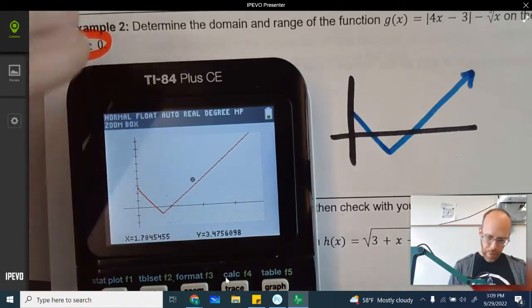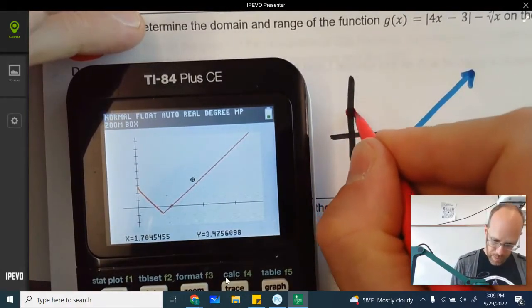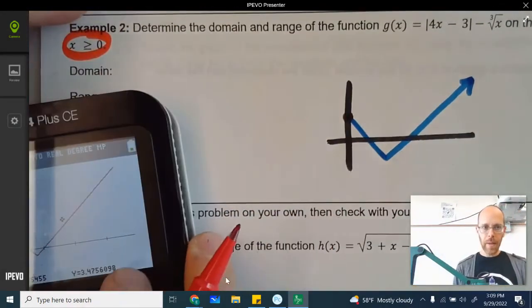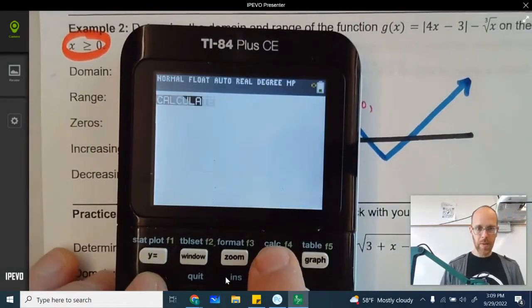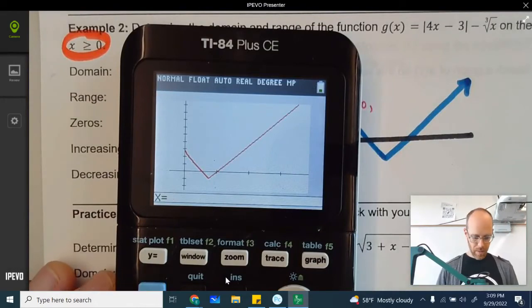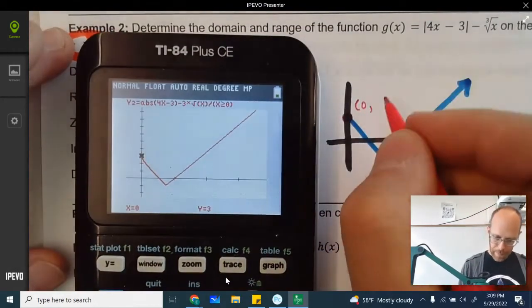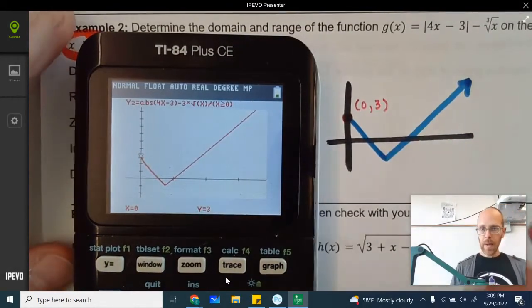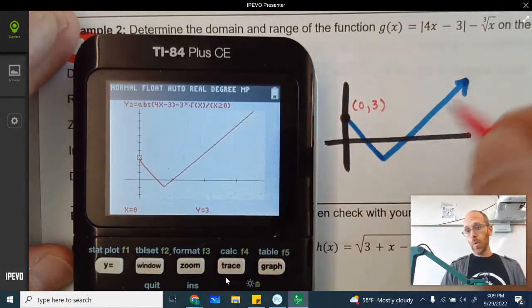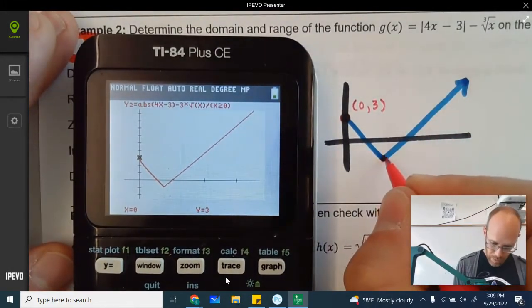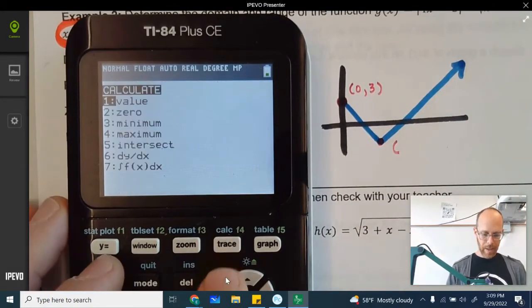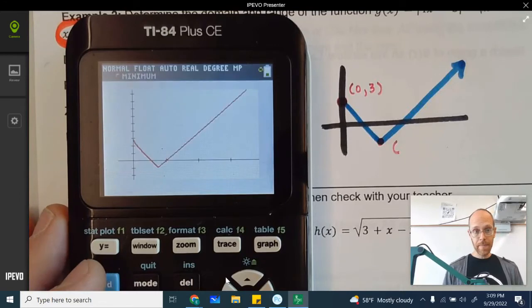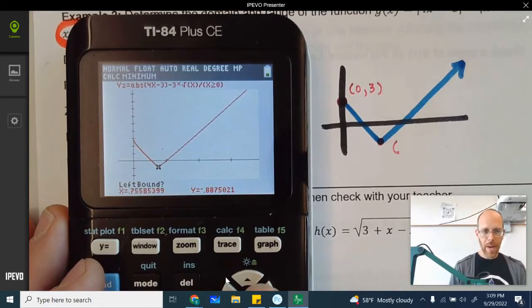All right, so we need a few points. The first point we need is right here. That would be when x is 0, the y value is, second value, 3. Okay. Next thing, there is no right endpoint, so we just need to now find the minimum, and we're going to get the minimum by going second calc, minimum. Let's see, our minimum is right about there.